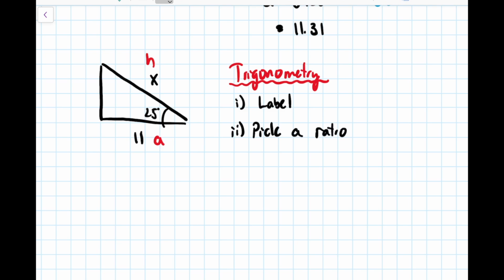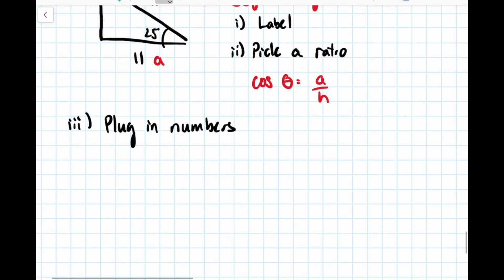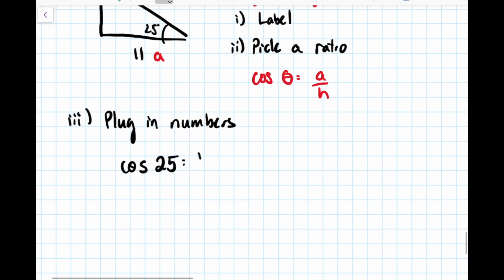So if we want A and H, that is going to be the cosine ratio. We plug in numbers, so again, same steps as when we were calculating the angles. But after this, it is going to change. Our cosine ratio, cosine theta, but now it's not theta because we actually do know what that angle is. We have an angle, it's 25 degrees. Our adjacent is 11, and our hypotenuse is x.